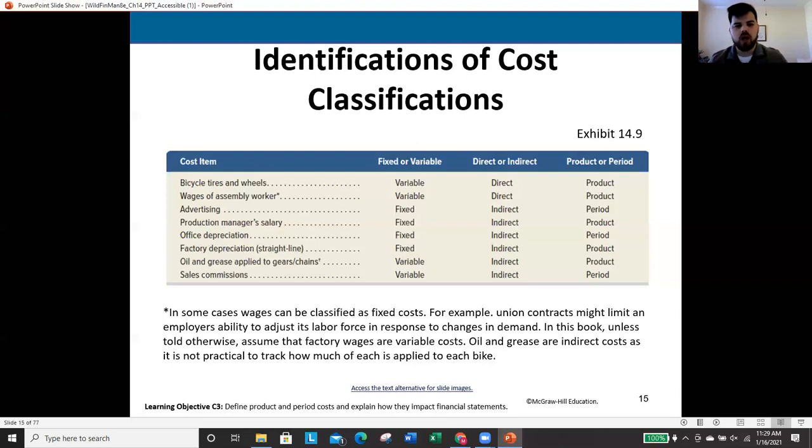Is it the one putting the pieces onto the bike? And the answer is certainly no. So because of that, it is not related to the production of the product. It cannot be a product cost. It must then be a period cost that goes right through the income statement right away.